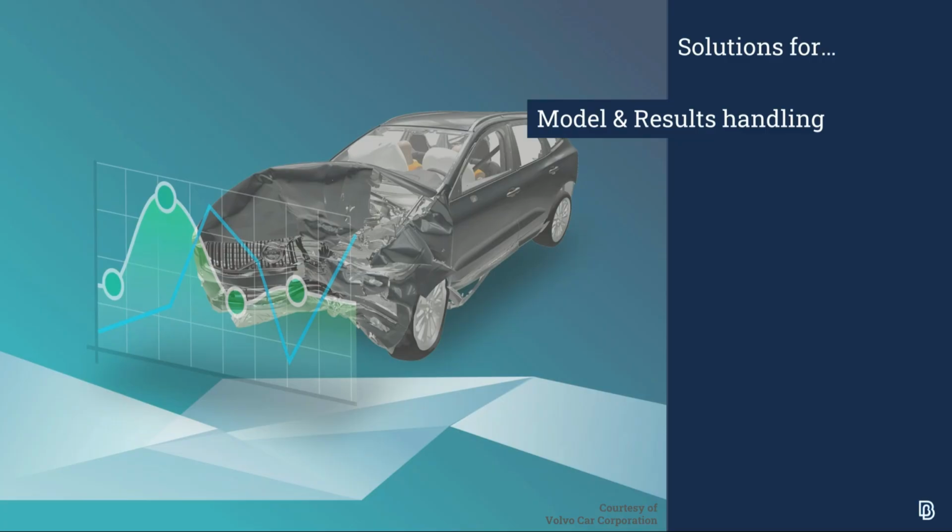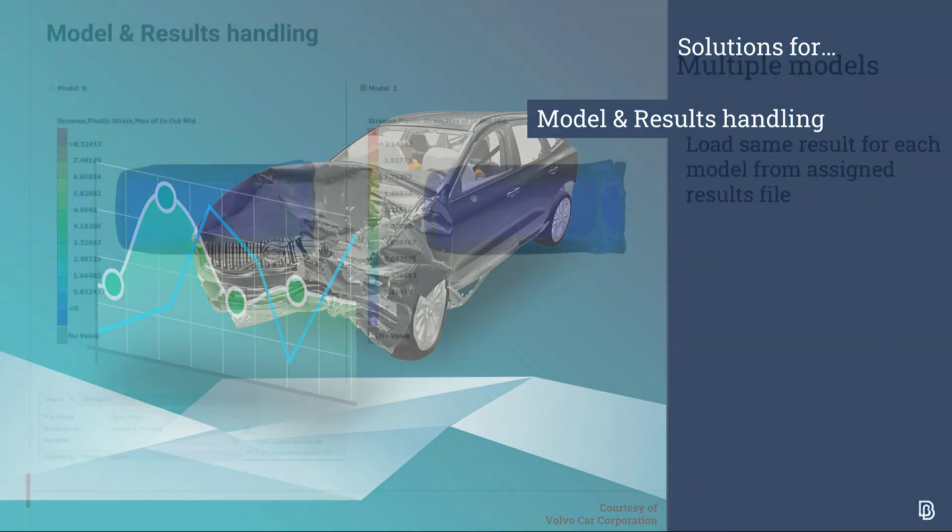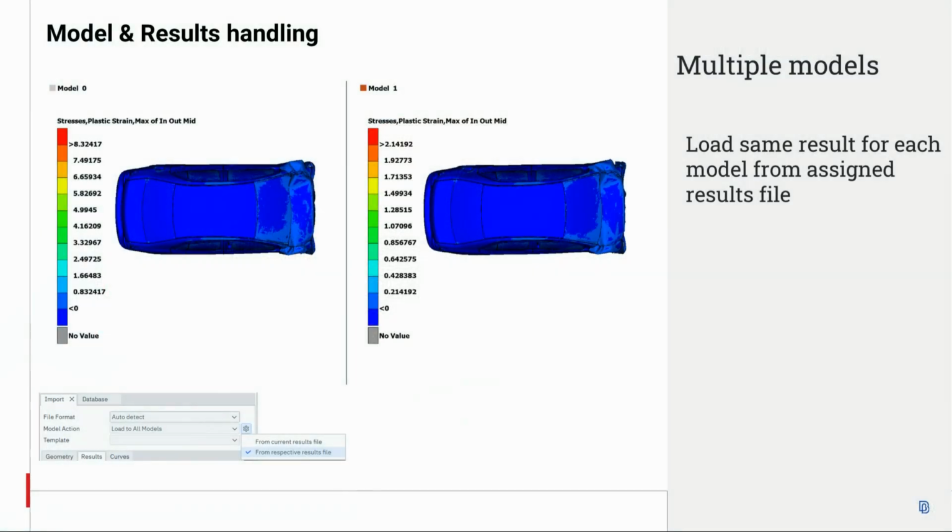Moving on to the latest new features apart from the redesign, let's start with the developments in model and results handling. There is a new approach in reading results from multiple models. We can now read the same selected result from many models. The specified result is accessed from the respective results file assigned to each model. This is achieved using the option from respective results file in the import window.